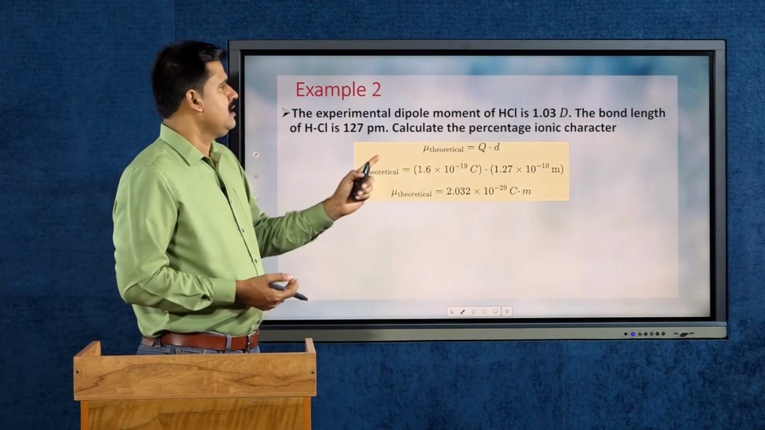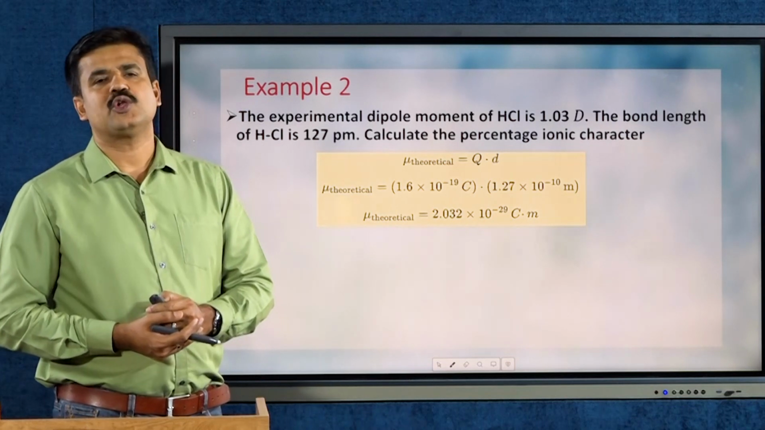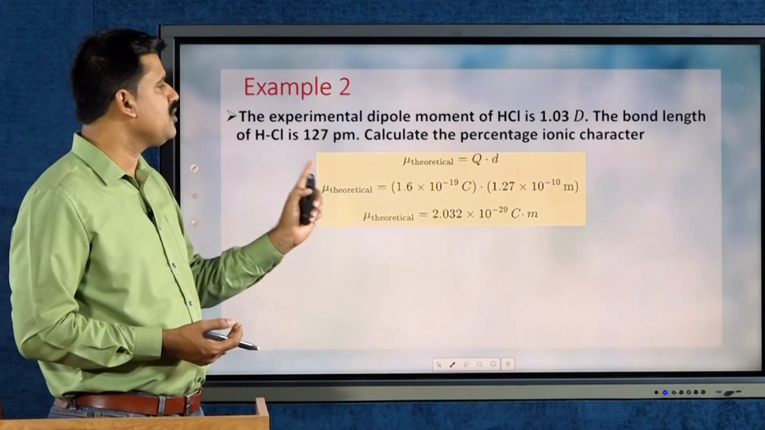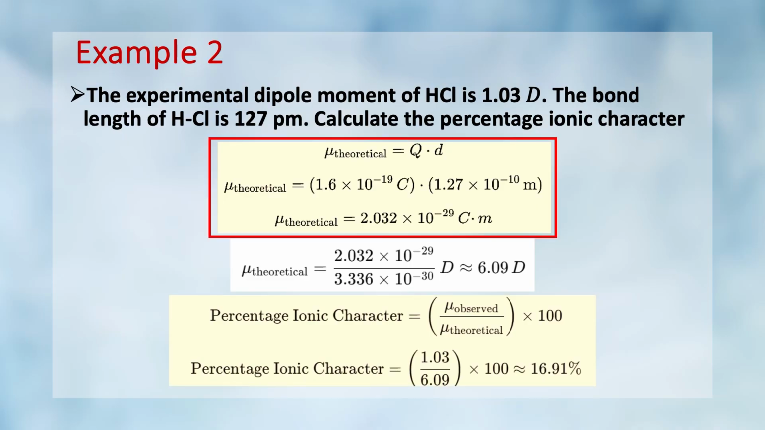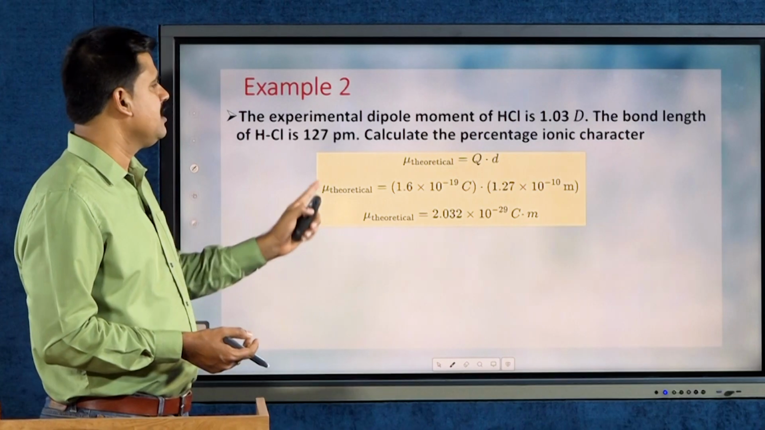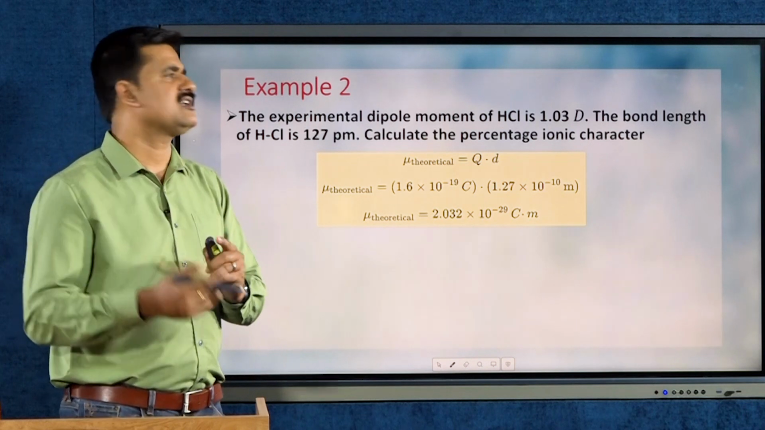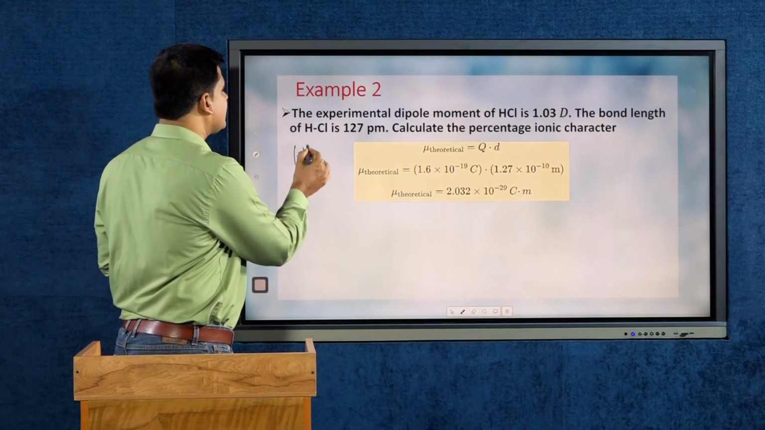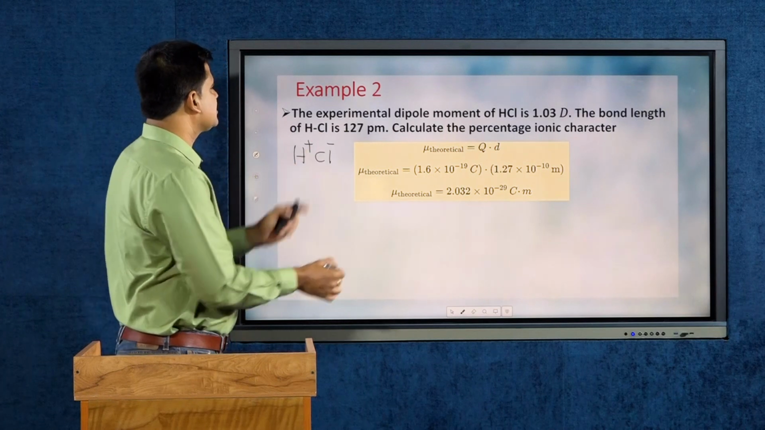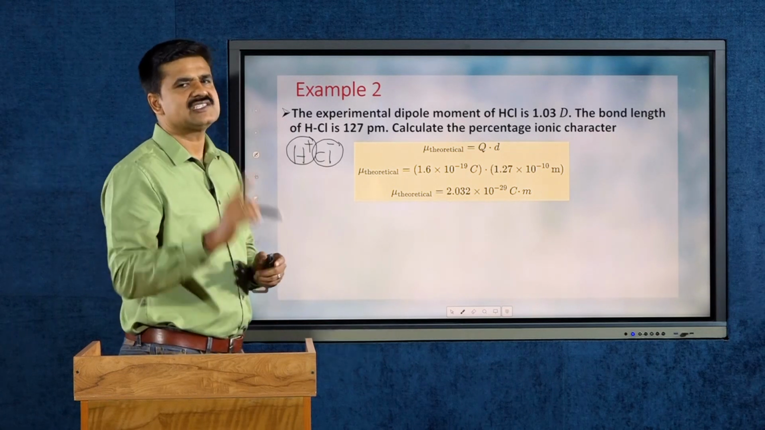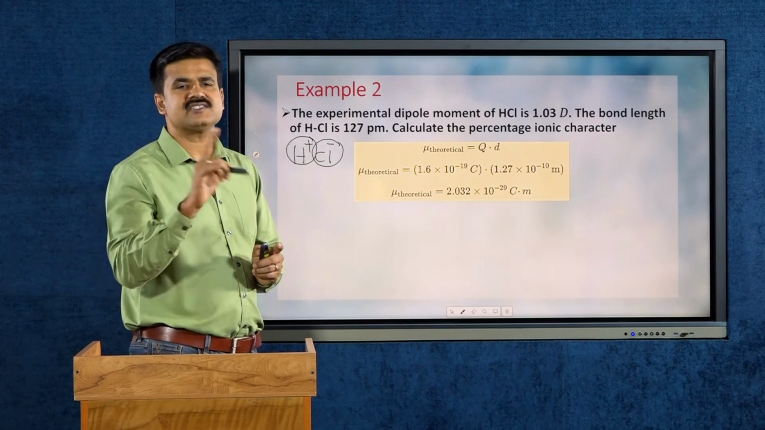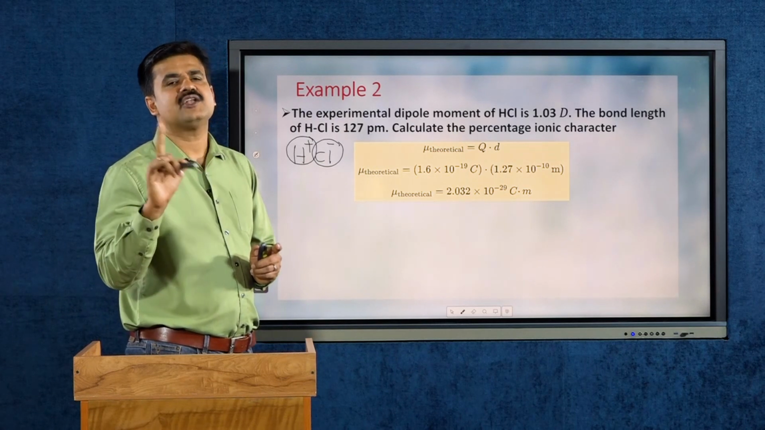So, mu theoretical is equal to Q into D. Mu theoretical or mu for 100% ionic bond, this is mu theoretical, it is another notation. Mu theoretical is the same as mu ionic. Both dipole moments, mu theoretical and mu ionic, are the same. Mu theoretical or mu ionic is equal to Q into D, and you know, when complete electron transfer occurs, HCl is converted to H+ and Cl-. So, here there is a complete negative charge and here there is a complete positive charge. So, 1 unit positive charge and 1 unit negative charge on hydrogen and chlorine respectively.